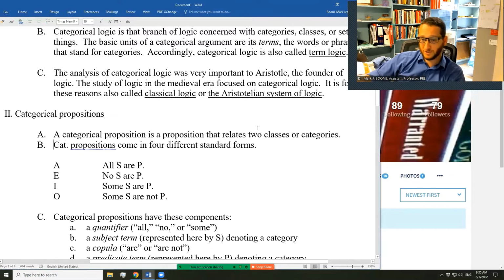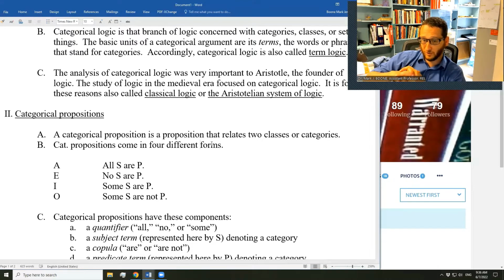And categorical propositions come in 4 different forms. Actually, I shouldn't say standard. My notes here on the screen say standard. We'll worry about standard form probably in the next video. Categorical propositions come in 4 different forms, and those forms have names, A, E, I, and O.